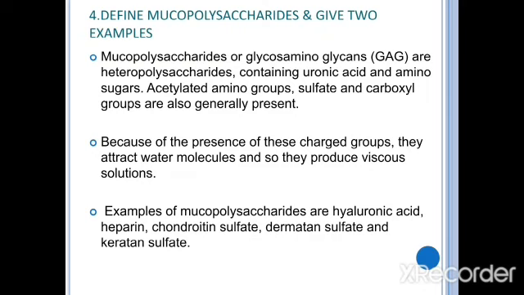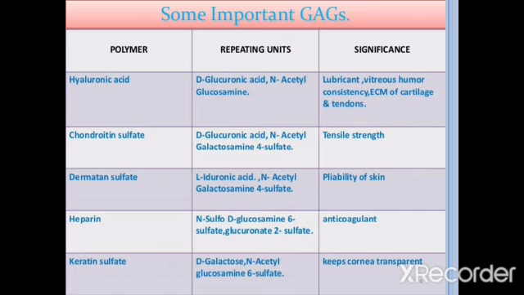Second part of the question is give 2 examples. You can write any 2 examples like hyaluronic acid, heparin, chondroitin sulfate, dermatan sulfate and keratan sulfate. Hyaluronic acid is present in connective tissue, tendon, vitreous humor, etc. It serves as a lubricant in joint cavities and it is composed of repeating units of N-acetyl glucosamine and glucuronic acid.